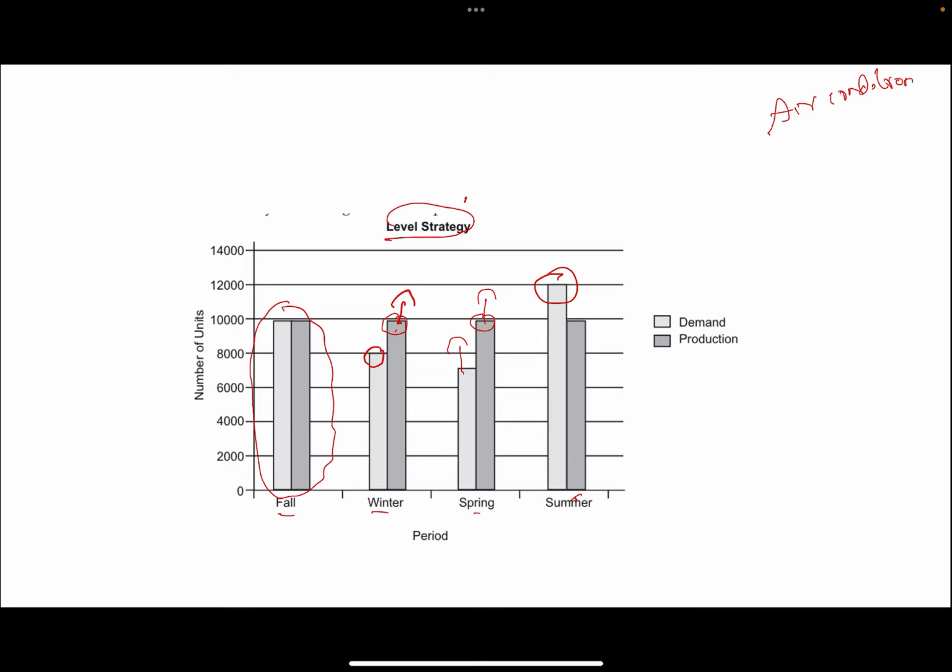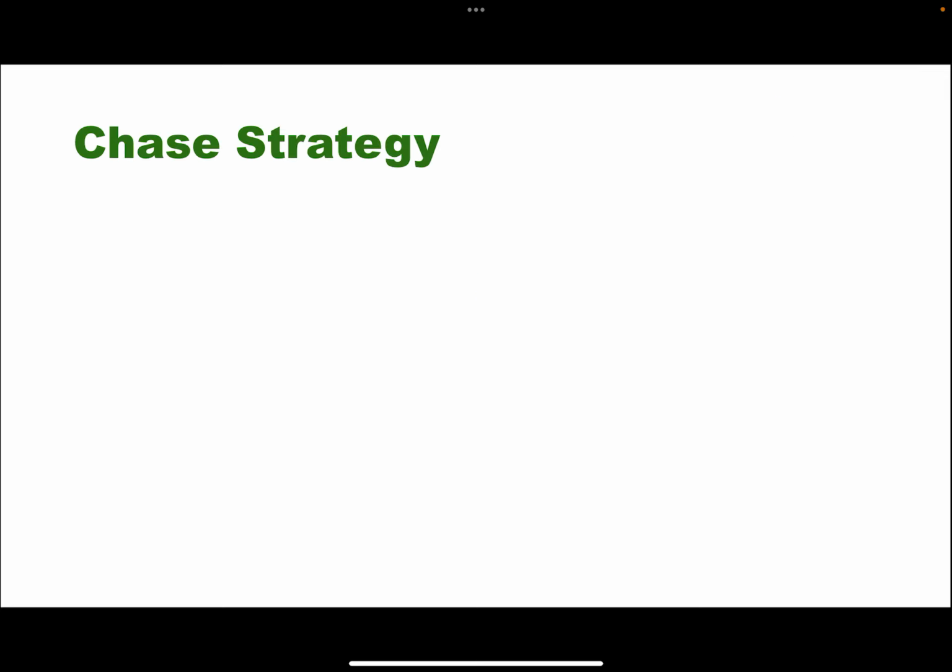But in the rainy season or in winter, the demand for air conditioners is very low. So at that time we are producing air conditioners and storing them in inventory, and during the summer season we are using that inventory to meet the demand. So this is called the level strategy. Here you are maintaining the same level of production.